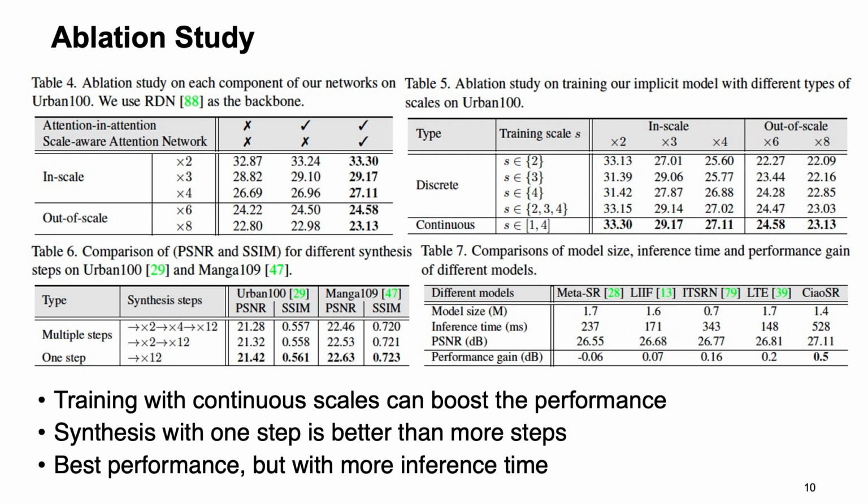To compare the effect of the synthesis steps for the large-scale image, we can generate an image in 3 steps or 2 steps. One step has better performance because the error can accumulate over multiple steps. For the efficiency of the model, our model has a higher performance gain, although it has much more inference time because it searches for the non-local features in an image.